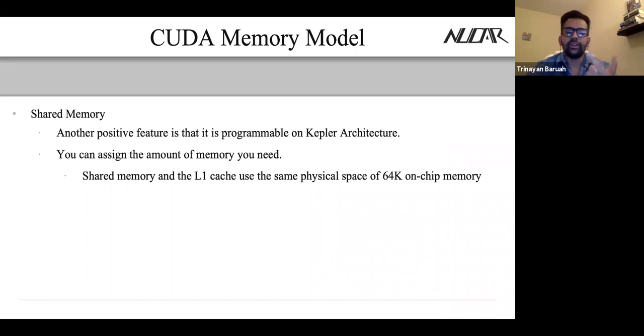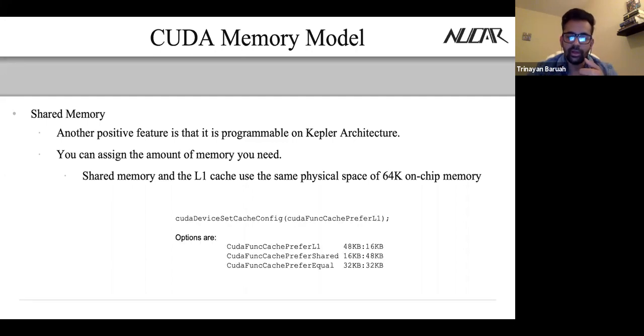So the good thing with the shared memory is that, as we have seen here, it's a programmable feature. One thing to note here is that the shared memory is not actually a separate physical space. The level 1 cache on the GPU and the shared memory use the same physical space of 64 kilobytes. This is the size of the L1 cache on the Kepler GPU. And the programmer can configure how much of this they want to have as shared memory, which they want to manage, and how much should be available for the hardware in the form of L1 cache.